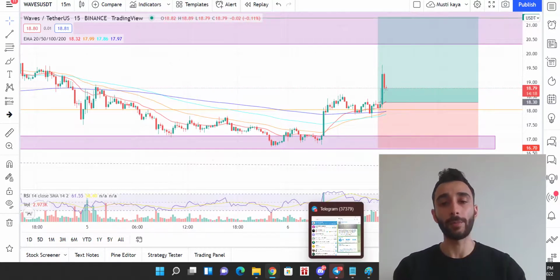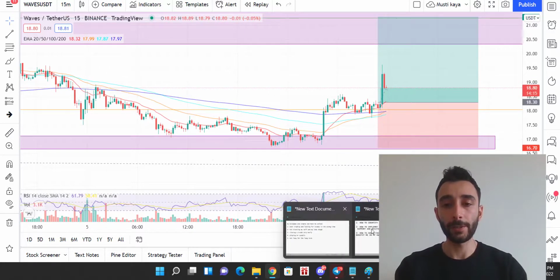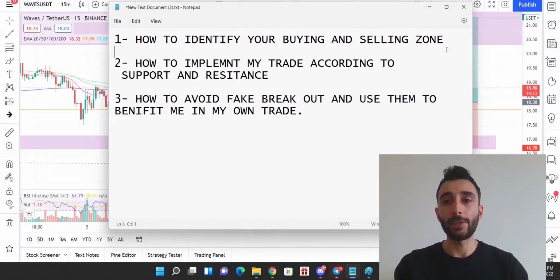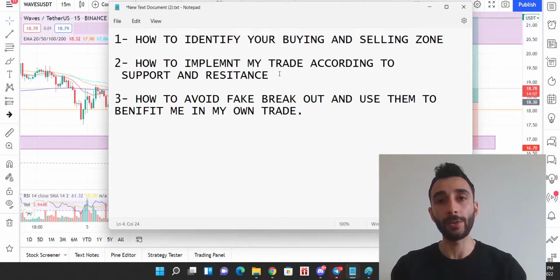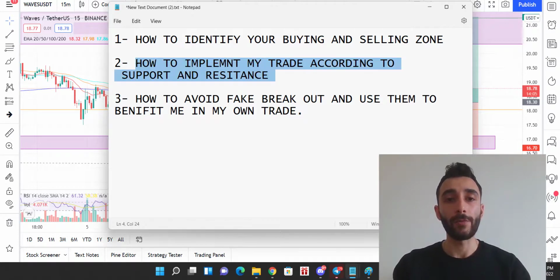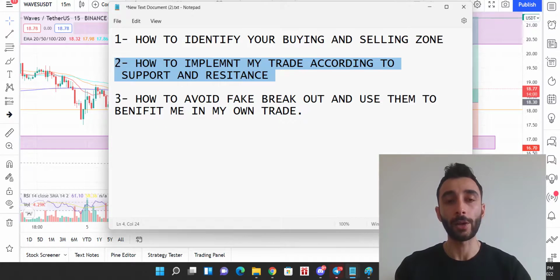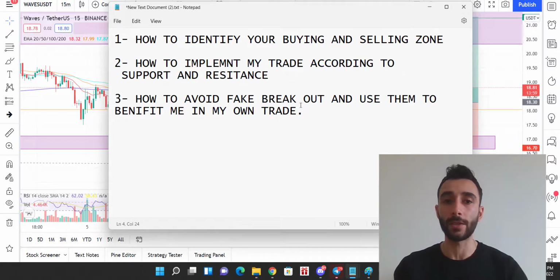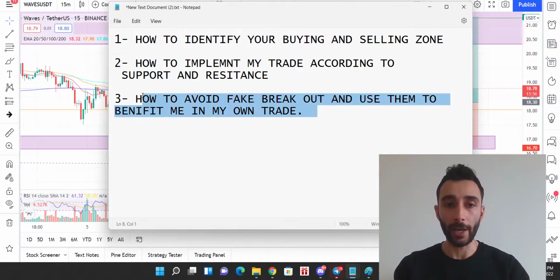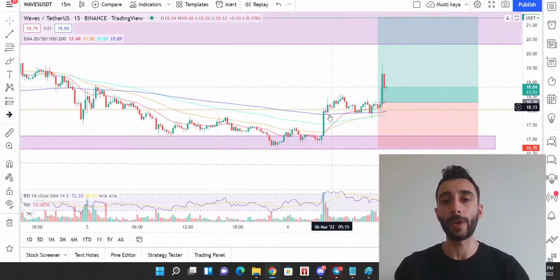So let's recap pretty fast. What we did is we identified our buying and selling zone by seeing it on the chart, whether we are in an uptrend or in a downtrend. We know how to implement our trade according to support and resistance, and we understand the structure. How to avoid a fake out, I explained to you. If there is a fake out in a downtrend or an uptrend, then you're going to deal with it.